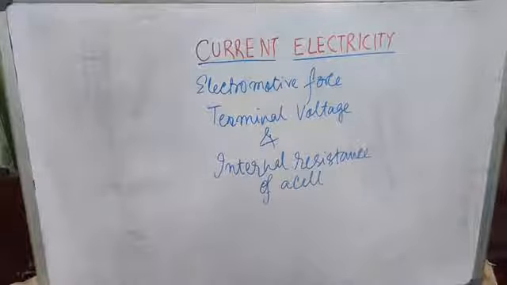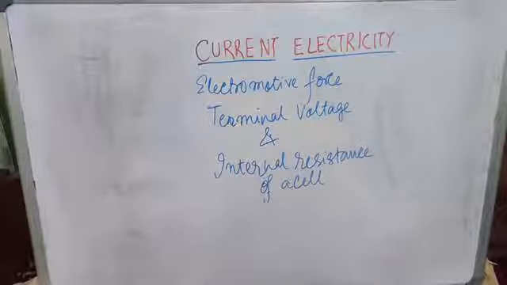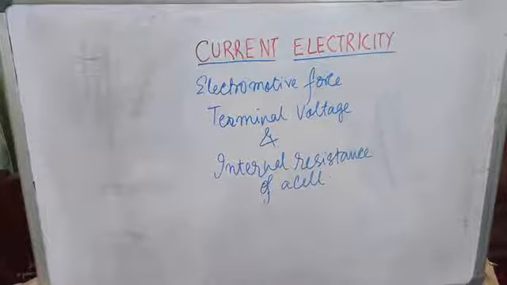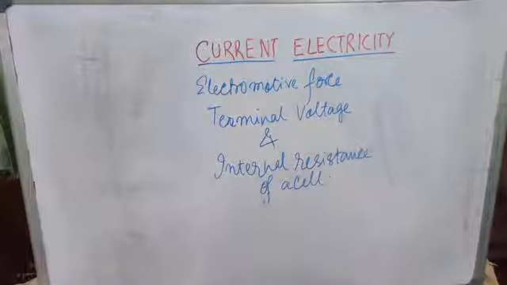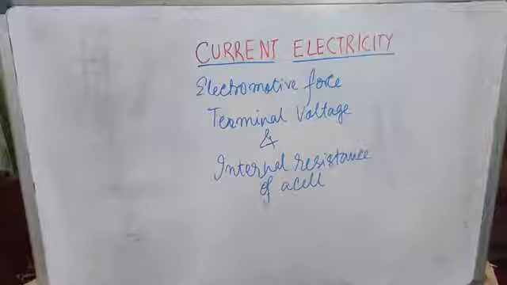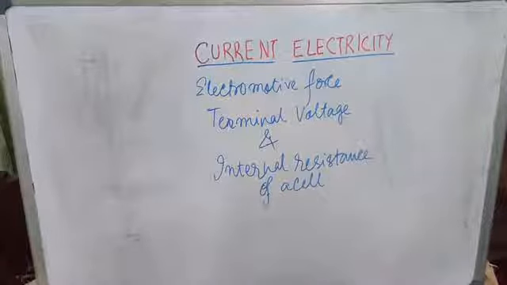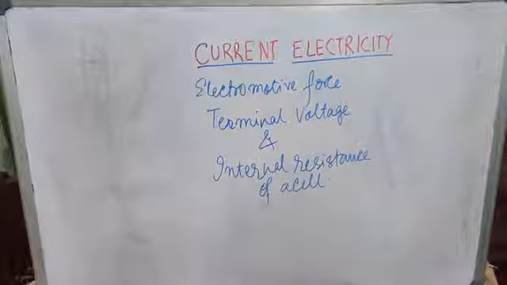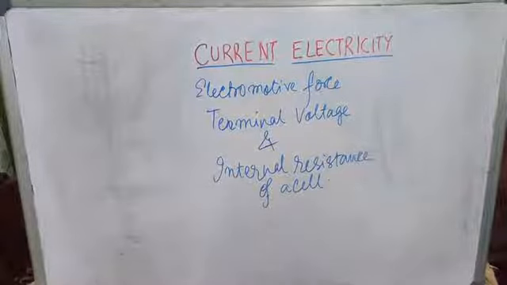Hello class 10. In the last few classes we have discussed current, resistance, resistivity, potential difference and all. So far we know that current flows through a metallic conductor. But what actually supplies energy to the electrons to flow through the metals? The element that supplies energy to the electrons to flow through the circuit is called a battery or a cell.